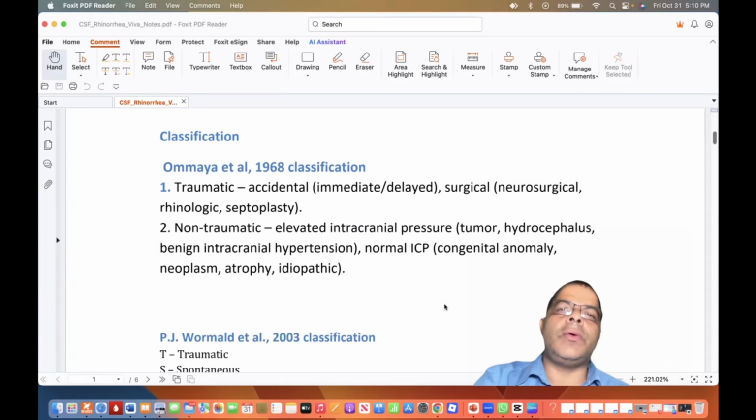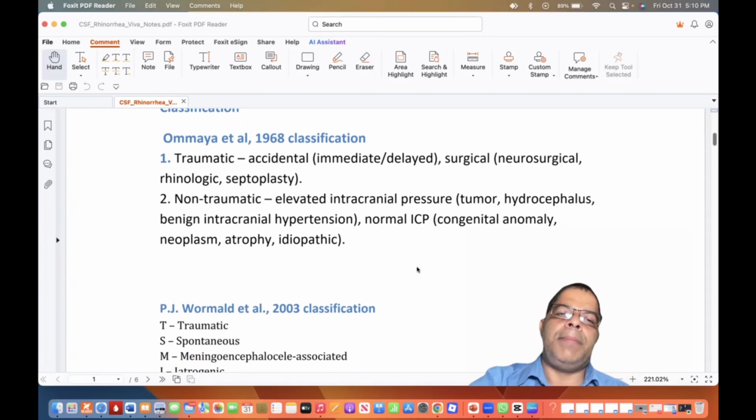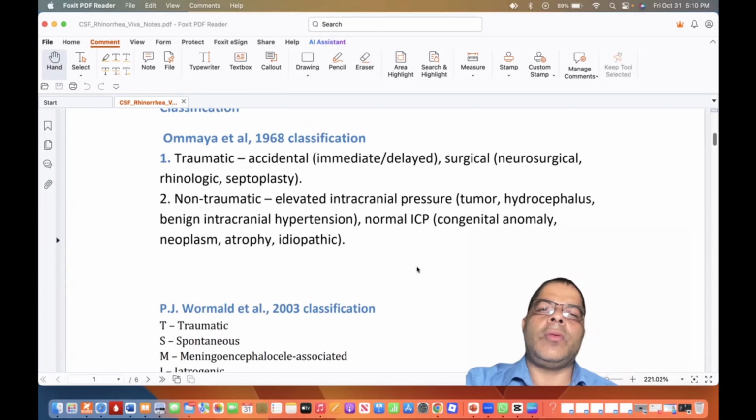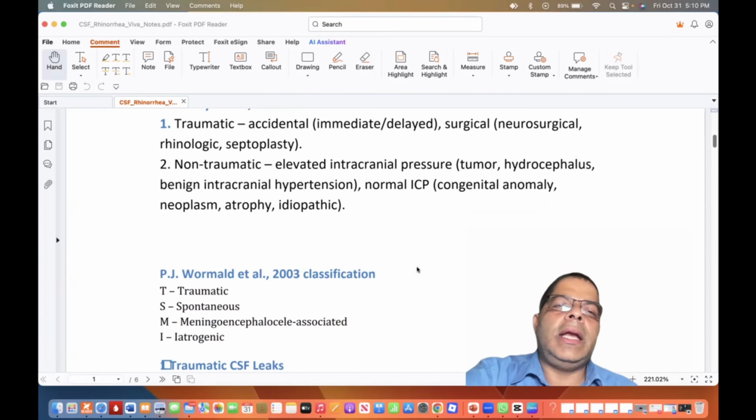Classification-wise, this is an older classification by Ommaya in 1968. There are two types mentioned: one is traumatic, the other is non-traumatic. Traumatic means accidental or surgical, and non-traumatic may be due to elevated intracranial pressure like tumor and hydrocephalus. We see cases of benign intracranial hypertension, especially in obese ladies, and others are normal ICP, neoplasm, ectopic, and idiopathic.